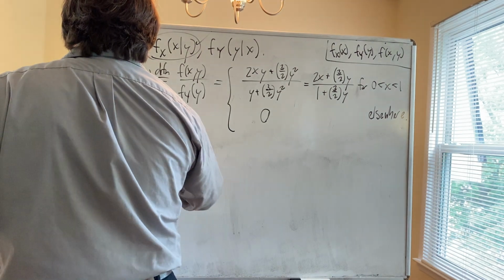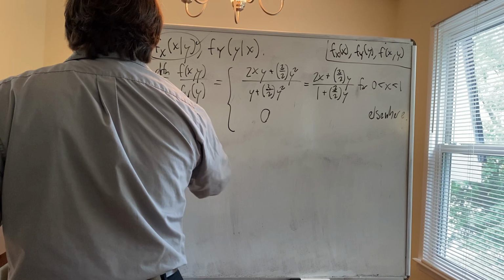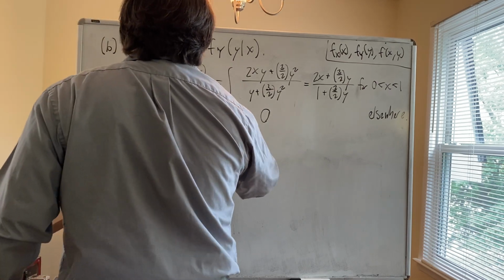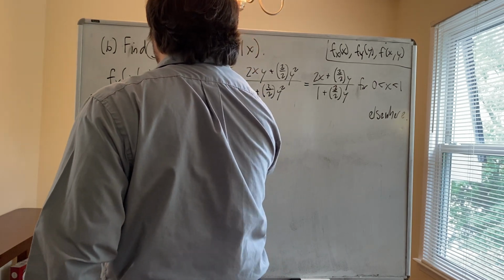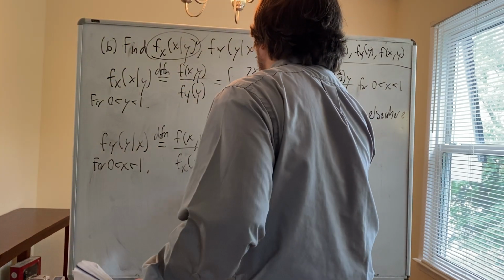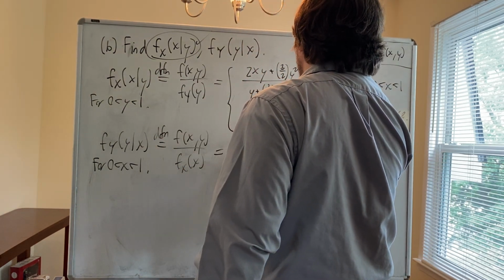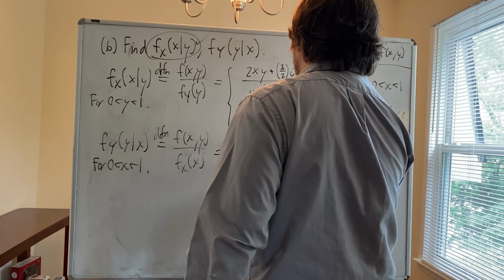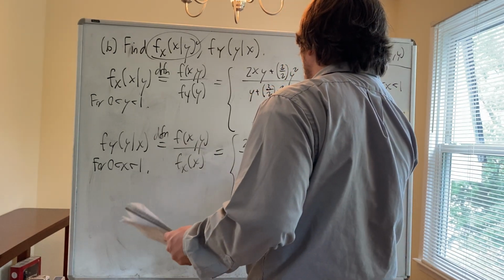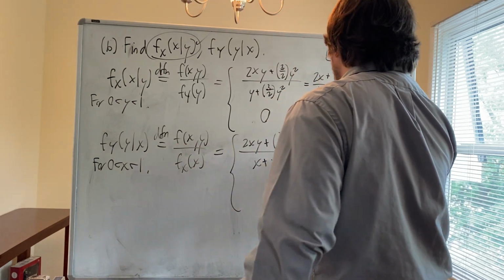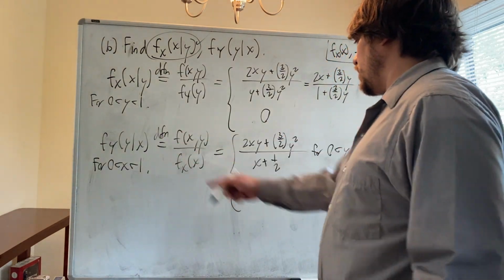For 0 less than x less than 1, you have f sub capital Y of y given x. That's equal to f of x comma y over f sub capital X of x by definition. And that's equal to 2xy plus 3/2 y squared divided by now f sub capital X of x, which is x plus 1/2. And this is for 0 less than y less than 1. And this is 0 elsewhere.